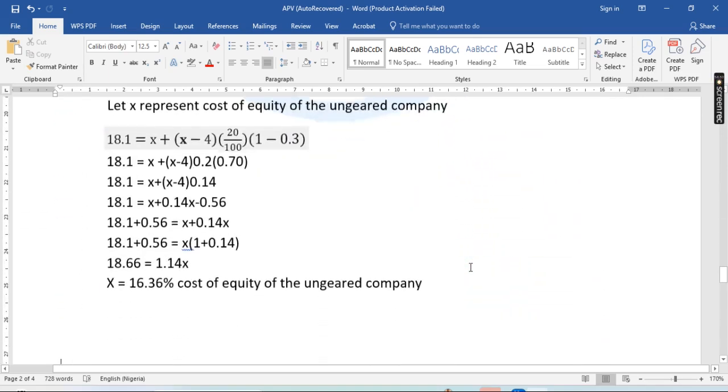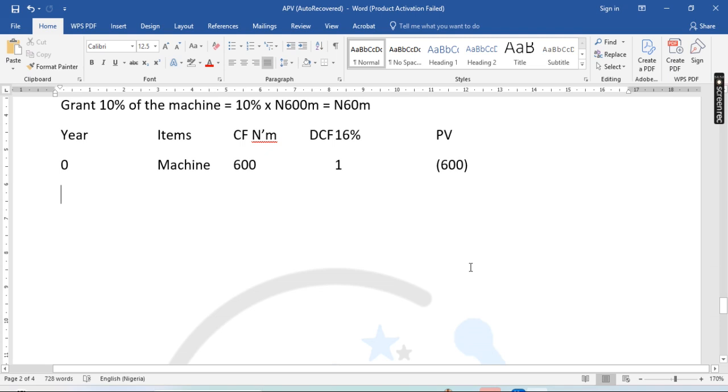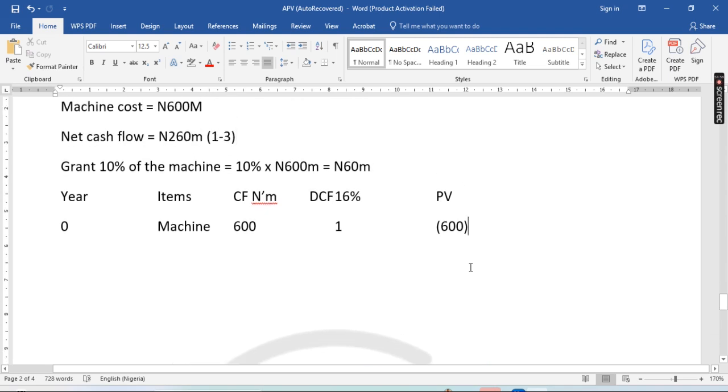So we move here and say government grants. We'll end this class with this base case NPV. Our next class, we'll look at the financing effects. Grants of 60. So what is the DCF? Give me the discount factor.